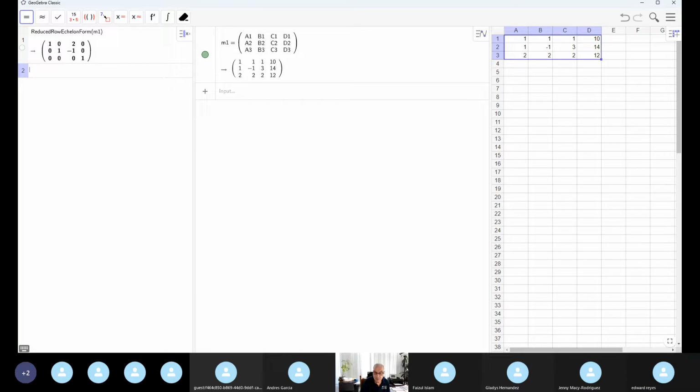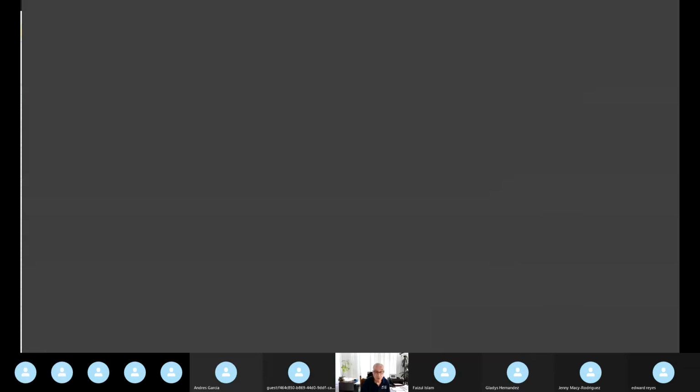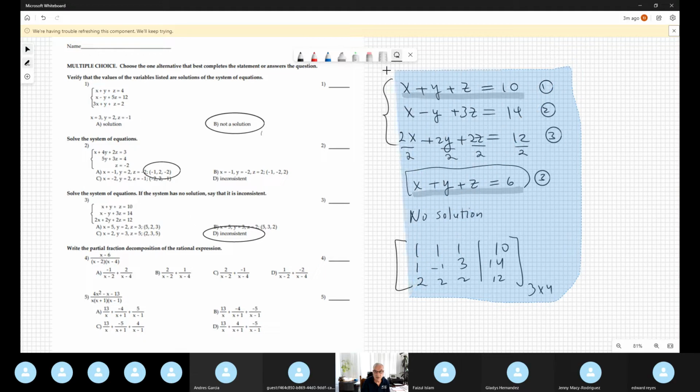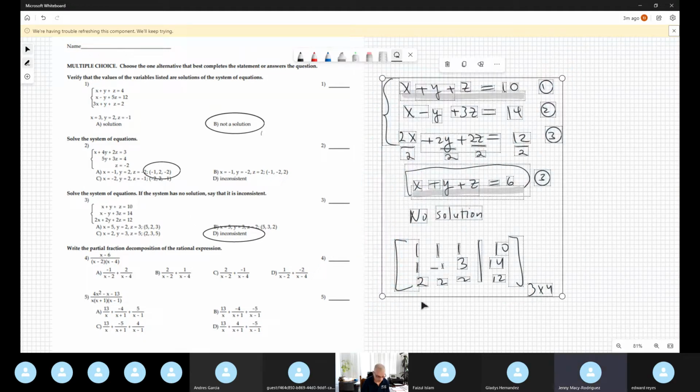Either way, guys. Using common sense, using imagination, or using software, it's one way of justification. Okay, no solution. It's an inconsistent system. Do you see the whiteboard or not yet? Yes, yes.